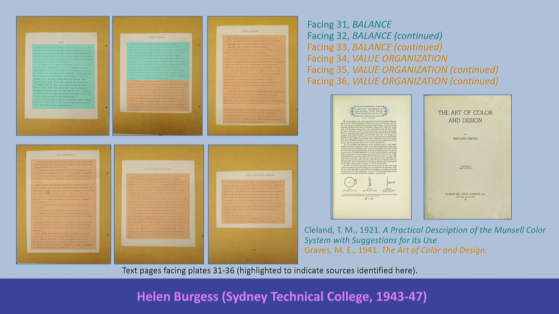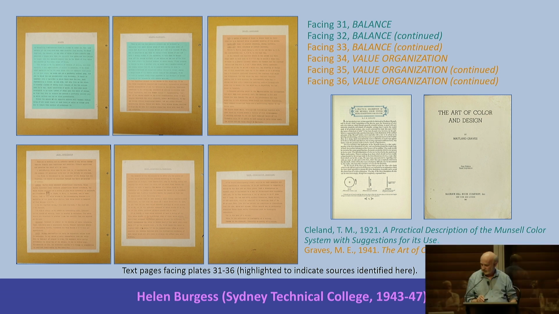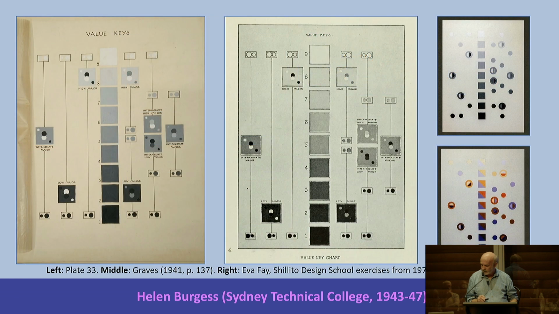These sections are still in the section on Munsell theory, but they're in a book called The Art of Colour and Design by Maitland Graves. And this was quite an influential text of the time, published in 1941 and a second edition in 1951. And again, big chunks of the text from this section are verbatim from, or close to, Maitland Graves.